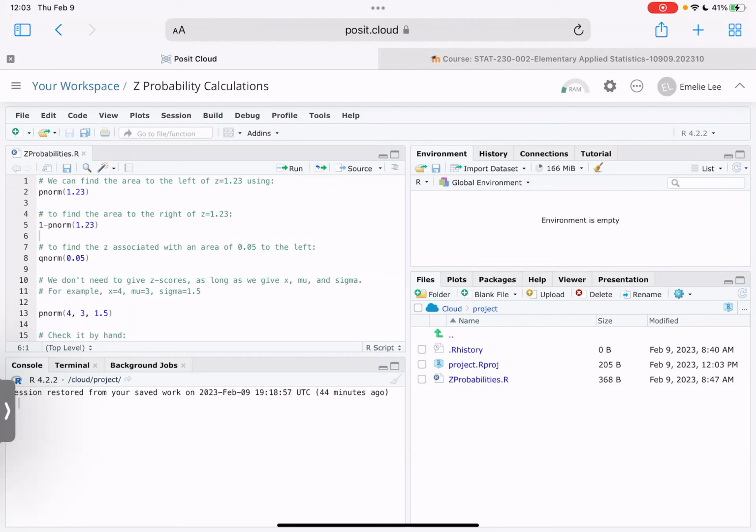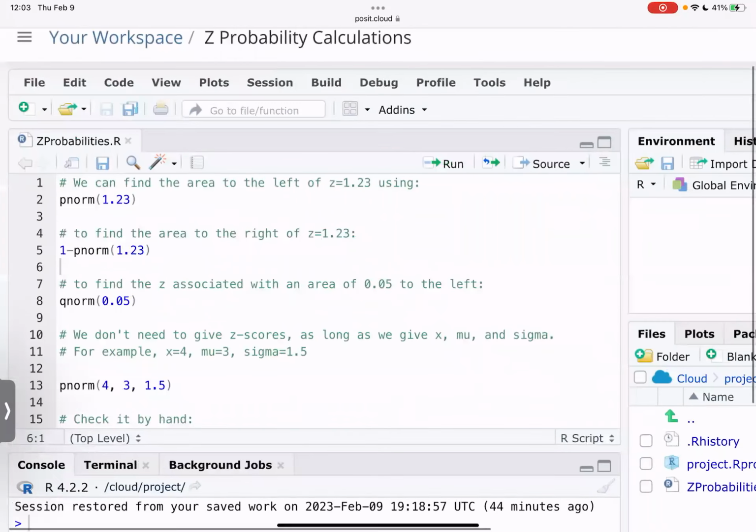So I actually did my tests on a computer last term for Stat 230, but the dean's office didn't like it. So I got in trouble. So we're back to paper.